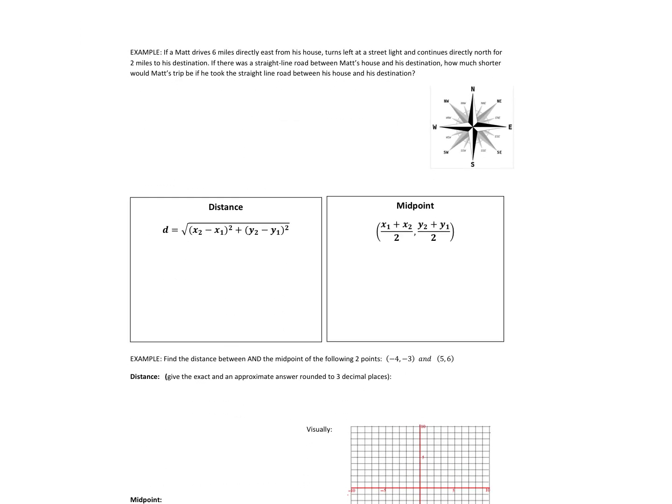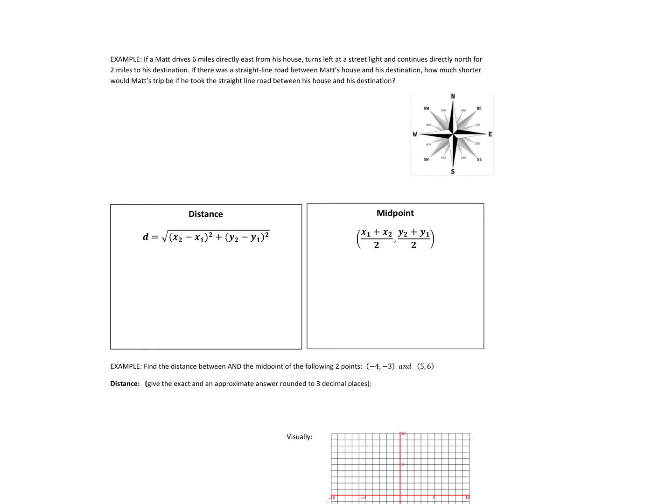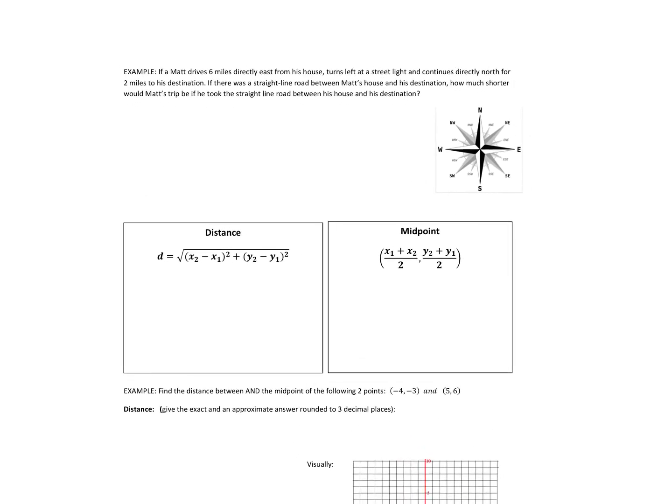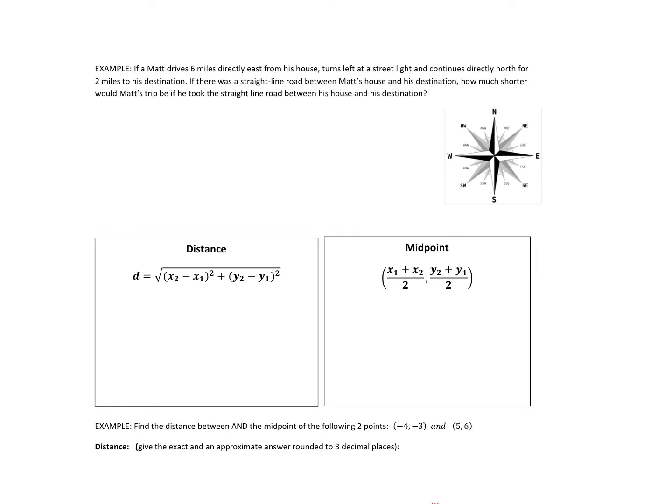So let's take a look at this example. If Matt drives 6 miles directly east from his house, so we'll put his house right here, and he travels 6 miles directly east, so we'll call this 6 miles, and then he turns left and goes 2 miles directly north. If there was a road directly from his house to his destination, how much shorter would his trip be if he took the straight line road?